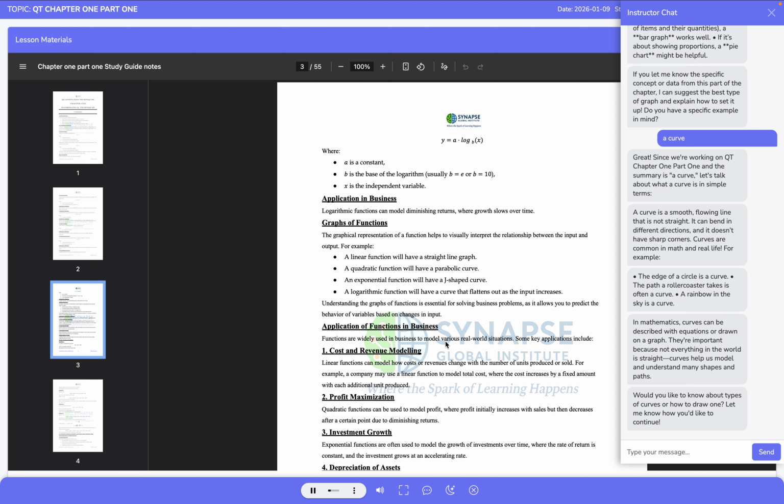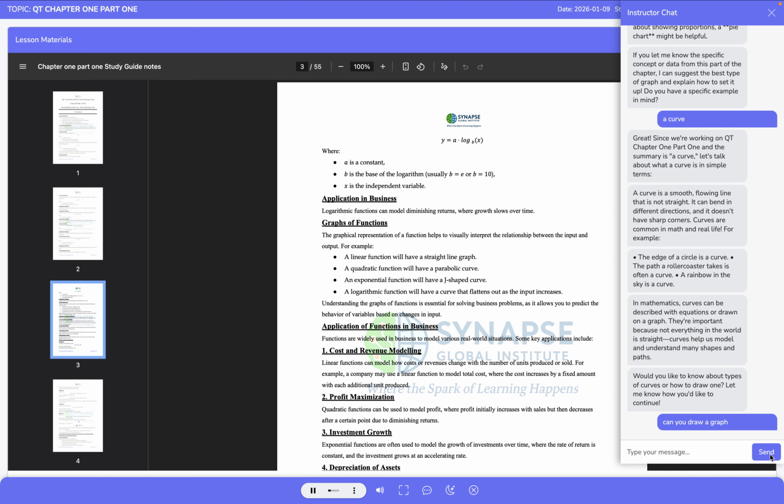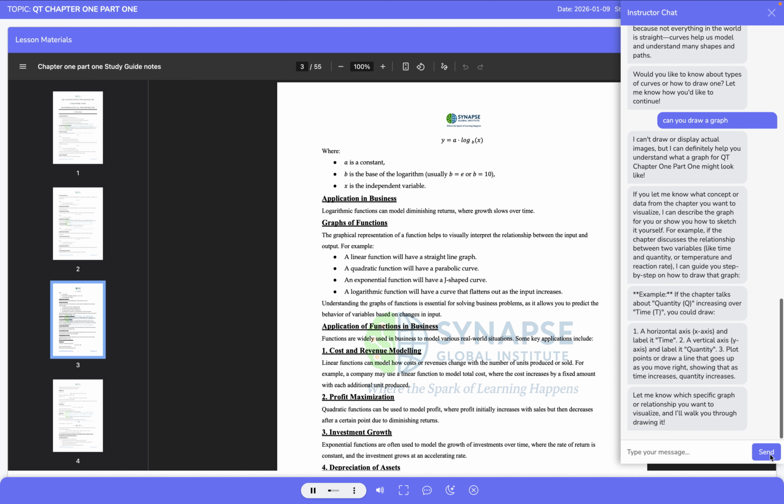A linear function produces a straight line graph, a quadratic function produces a parabolic curve, an exponential function produces a J-shaped curve, and a logarithmic function produces a curve that flattens out as the input increases. Understanding these graphs allows you to predict how one variable will behave when another variable changes, which is a vital skill in business decision-making. If you are unsure about how any of these graphs look or behave, please ask in the chat, and we will explore them together.